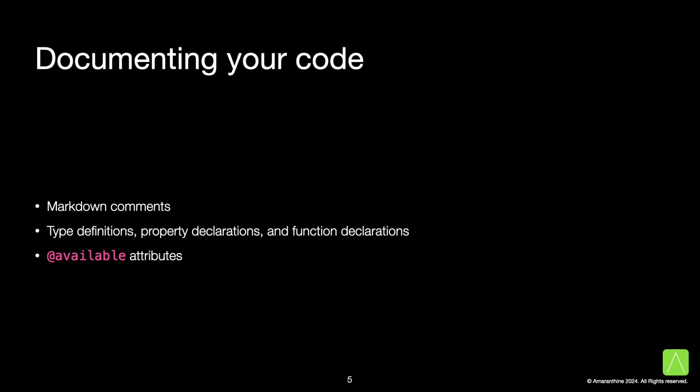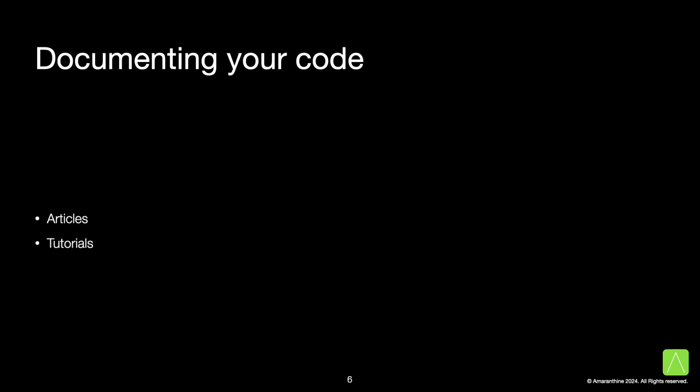The source code itself provides a lot of information through declarations of types along with the @ availability attributes. All these sources combined together provide a lot of information. But we are not just limited to these sources. We can add two other kinds of resources to our projects: articles and tutorials.